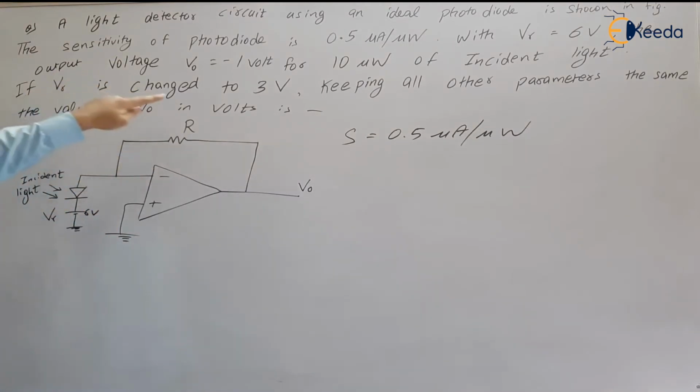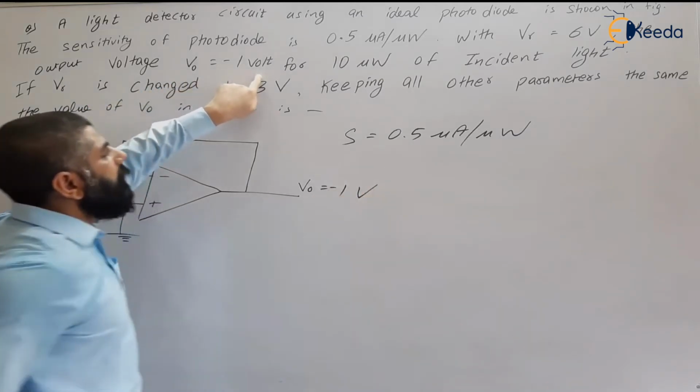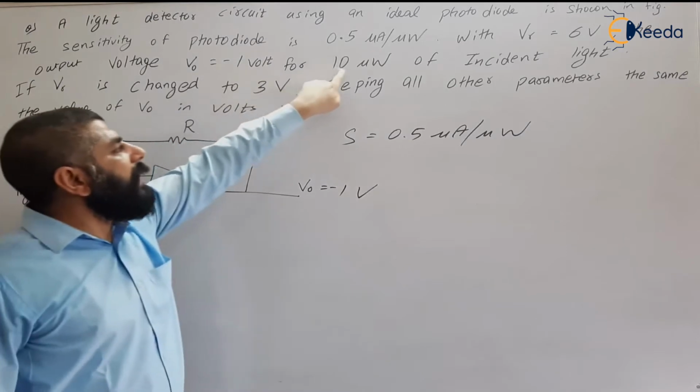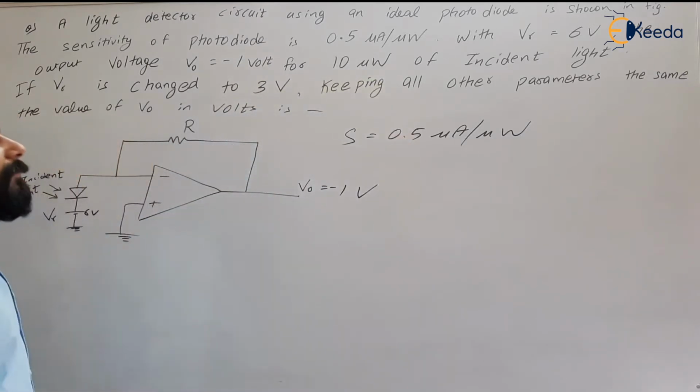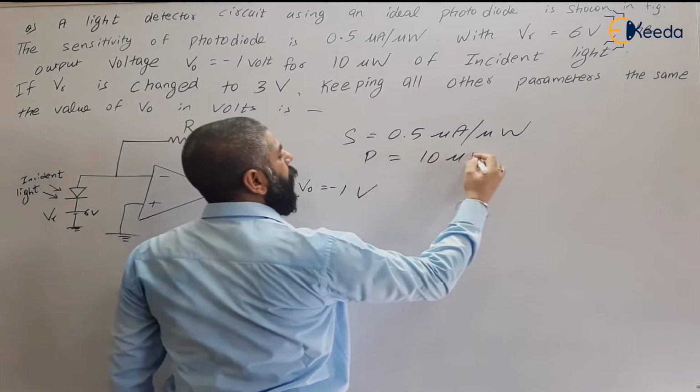The output voltage V0 comes out to be minus 1 volt for 10 microwatt of incident light, meaning the optical power is given as 10 microwatt.